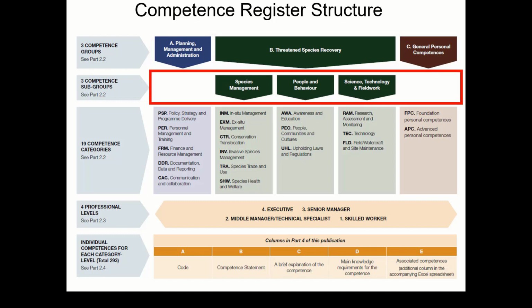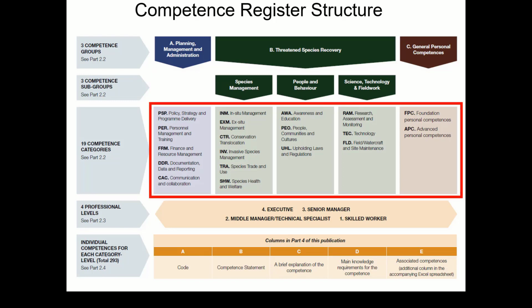Threatened species recovery is then split into the additional subgroups. These are species management, direct species recovery practices, people and behaviour, indirect species recovery practices through human behavioural change, and science, technology and fieldwork, the practical and scientific aspects of threatened species recovery programmes. There are 19 categories of threatened species recovery split across the three groups and subgroups, representing all the aspects of threatened species recovery.